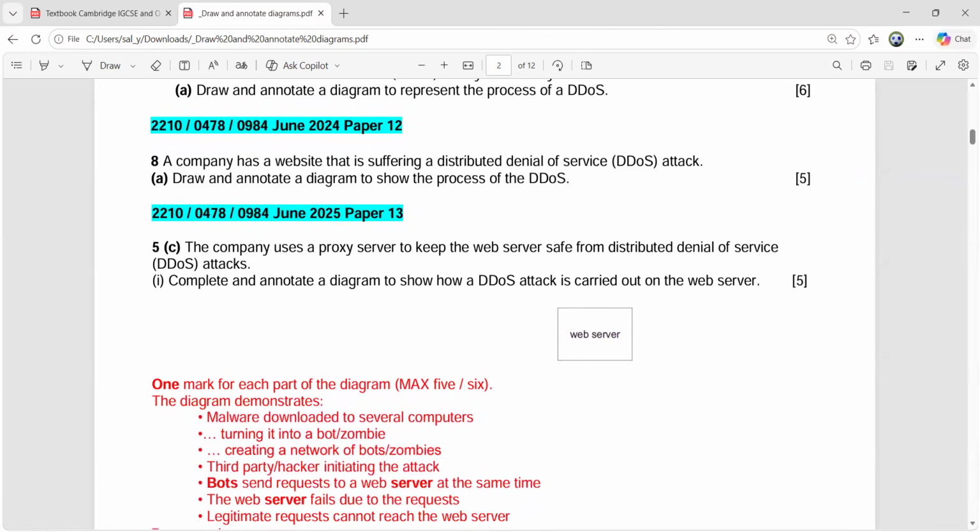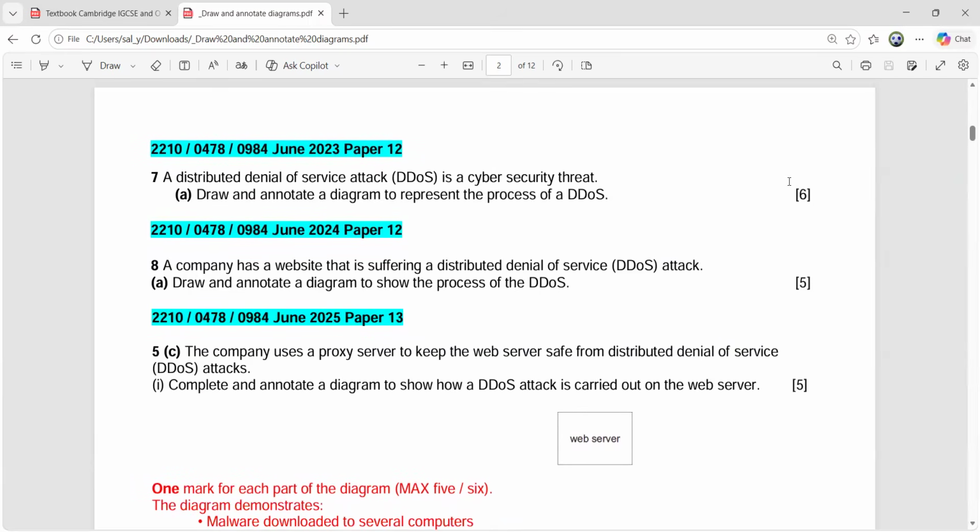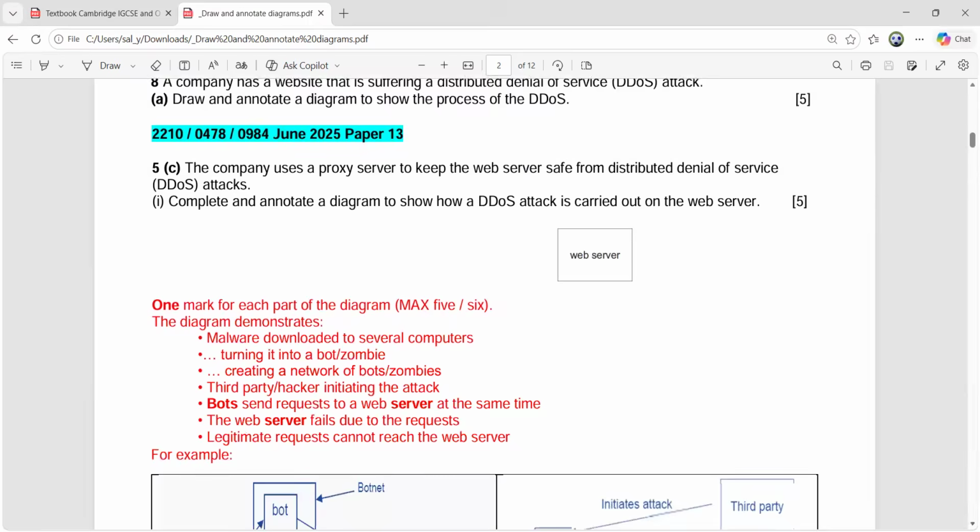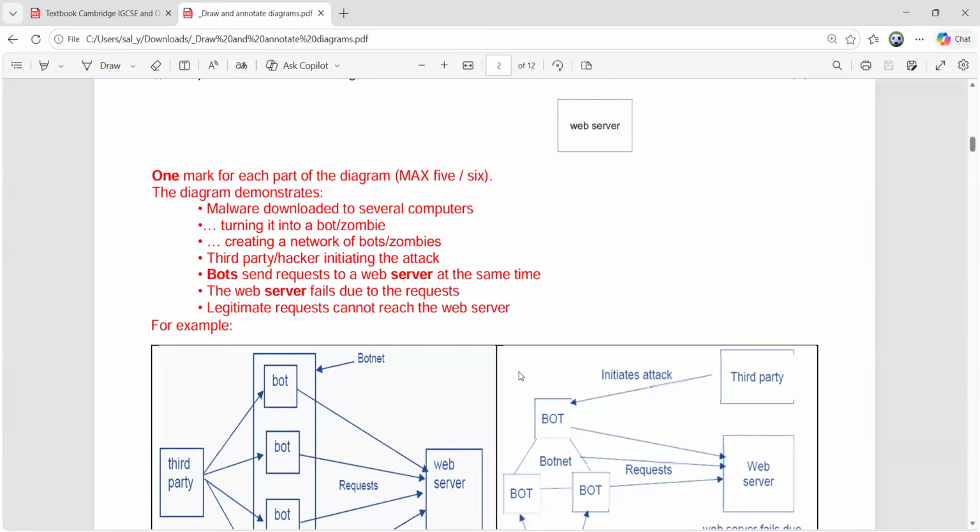Now moving to what they expect. Again, a little bit of difference in the marks. 5 and 5 were in the June 2024 and June 2025 papers, and in June 2023, the question carried 6 marks. But still, for what they want you to write, you need to be very clear about the marking points. The diagram demonstrates malware downloaded to several computers. And remember, it's several computers with DDoS and a single computer with DoS. Be very clear about it.